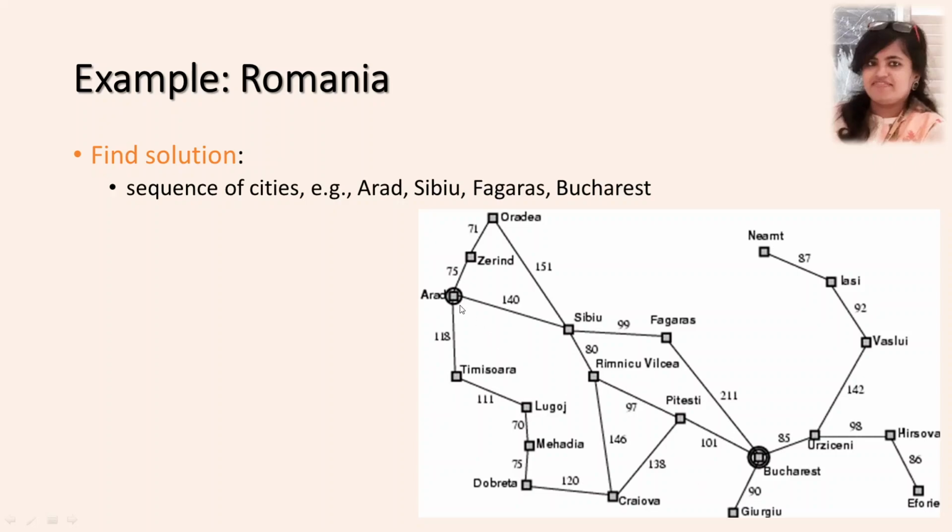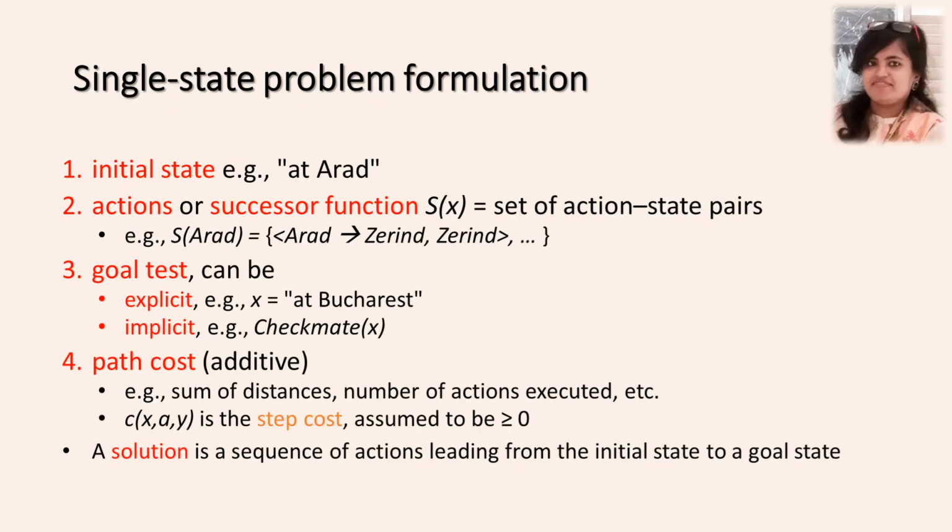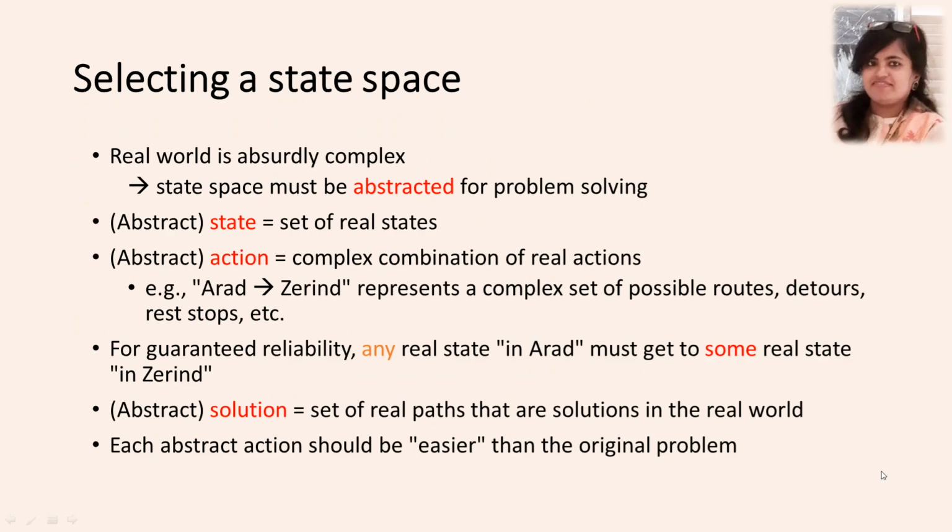So that means that whenever you are moving from one city to another city, the path cost should be at least greater than 0. That is, at least one path cost should be there. So that is the step cost. And the solution is the sequence of actions leading from the initial state to the goal state.